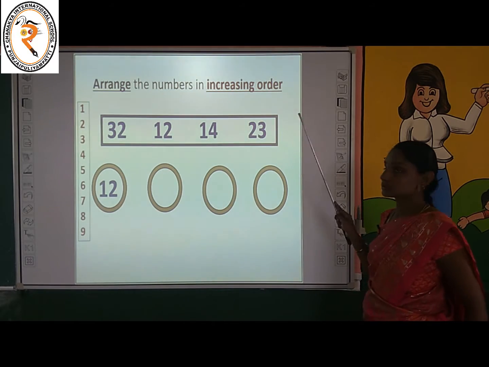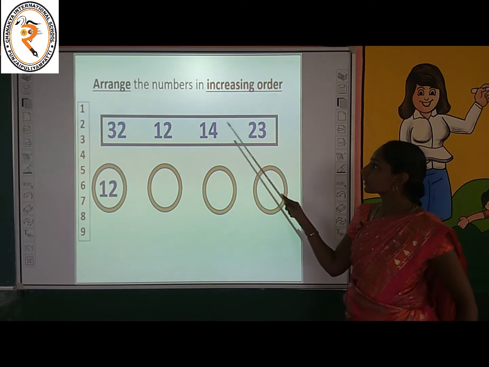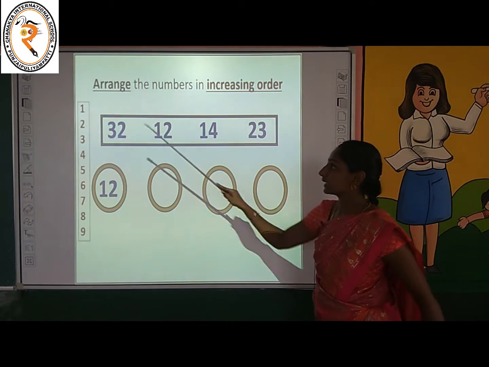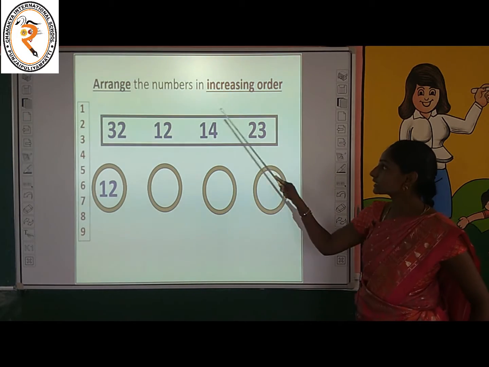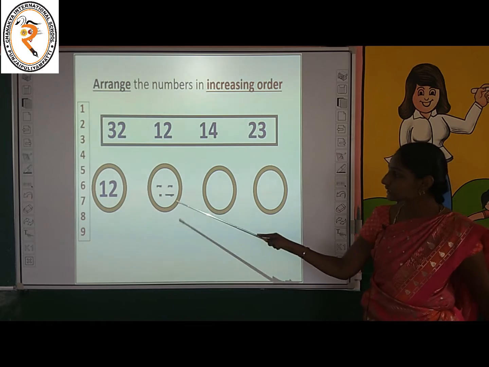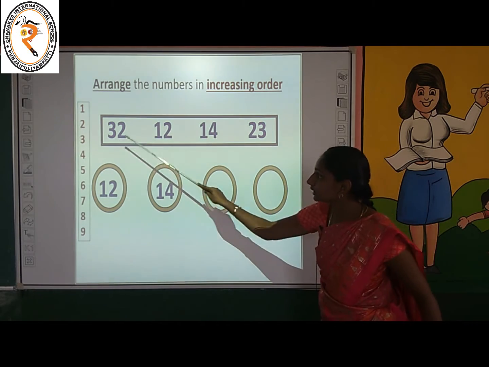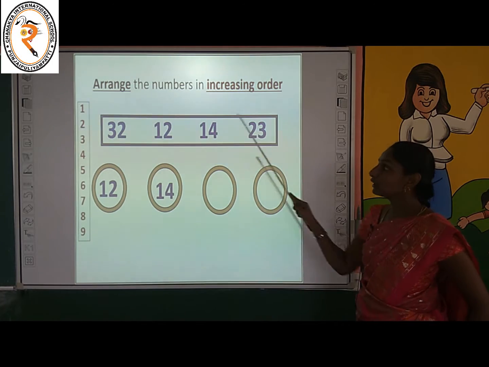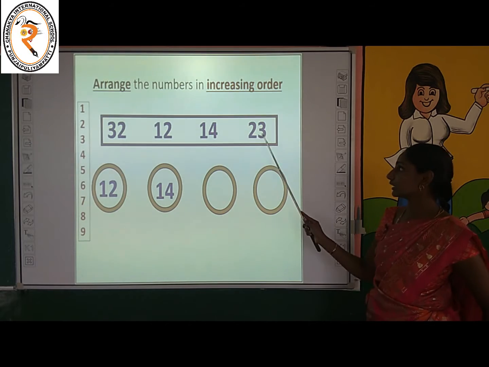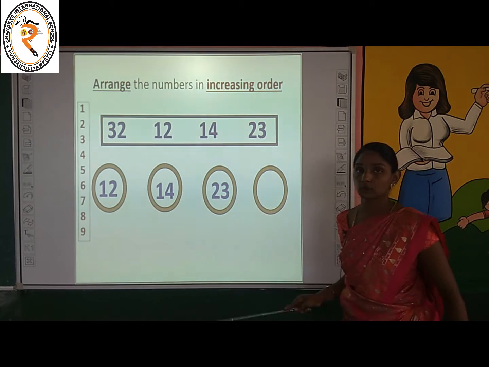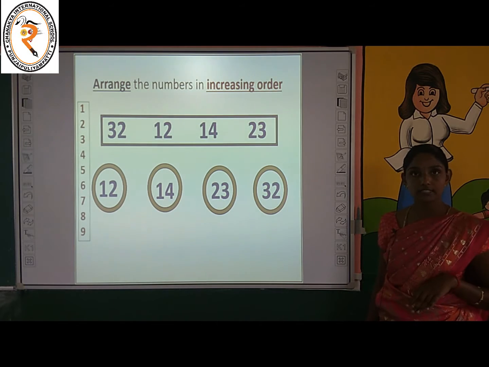32, 14, 23. Now we have to find again the smallest number from this. Compare digits in the tens place. 1, 2 and 3. Yes, again 1 is the smaller number, then 14 is the smallest number. Now omit 12 and 14, we have only 32 and 23. Now compare these two numbers and tell me which is smaller. Yes, 23 is smaller than 32. Write the remaining number 32 here. Are you all clear with the steps?